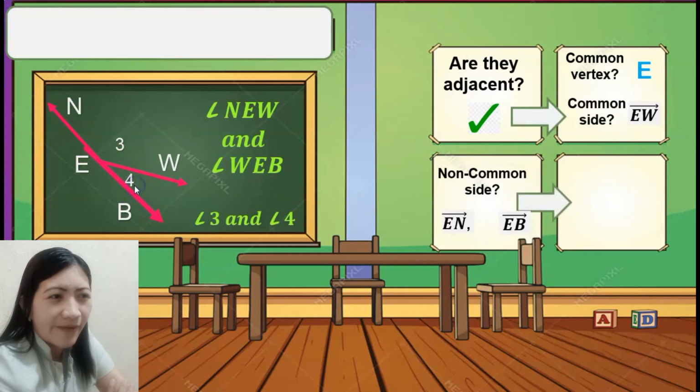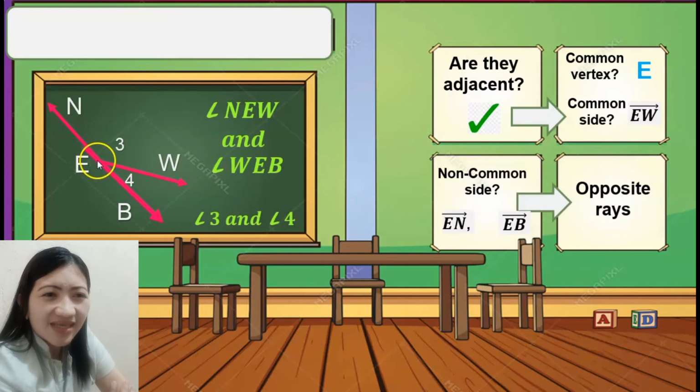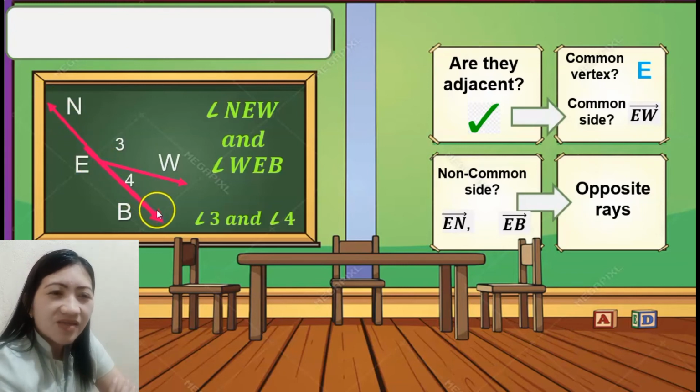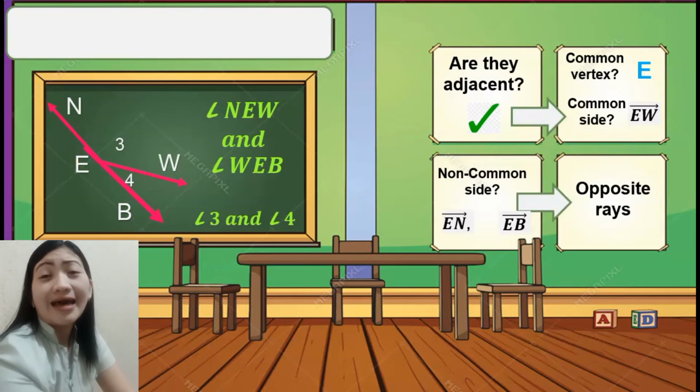So, ito yung magkaiba. So, ang tawag sa kanila ay opposite rays. So, if you notice, etong ray EN is going upward, and then ray EB is going downward, or it's either EN is going to the left and EB is going to the right. So, magka-opposite sila ng directions. Kaya ang tawag sa kanila ay opposite rays.